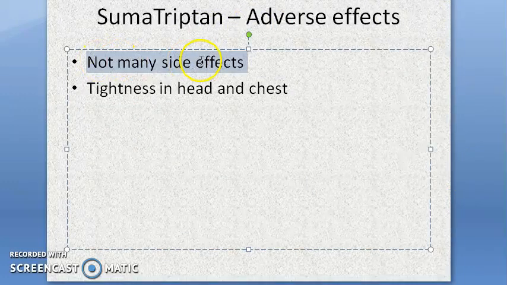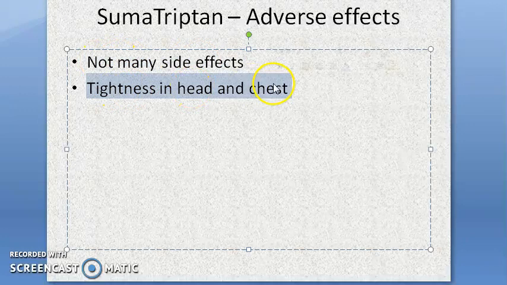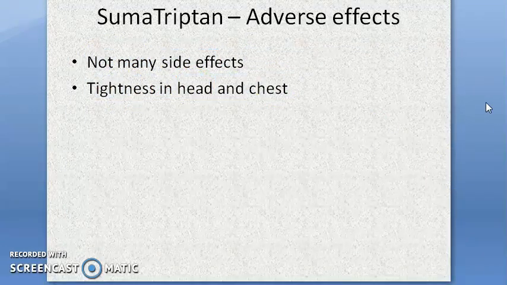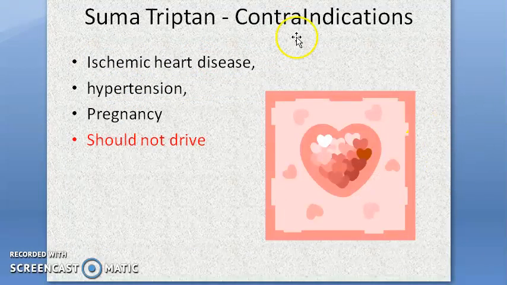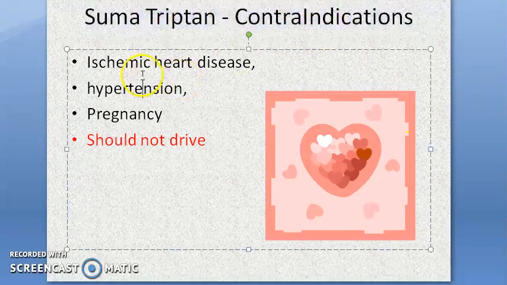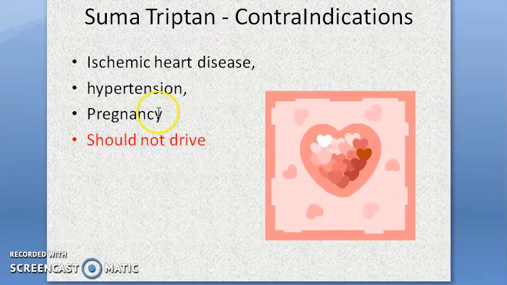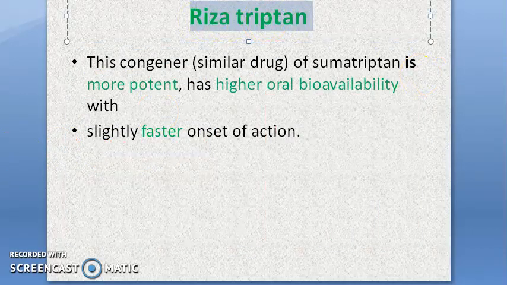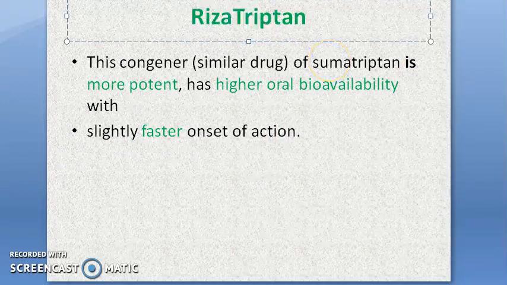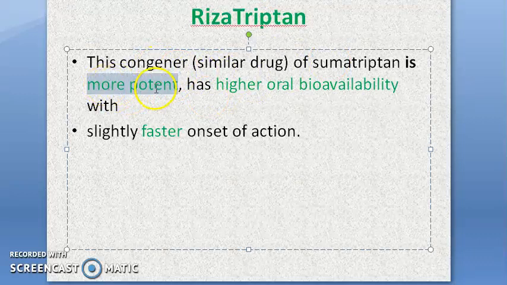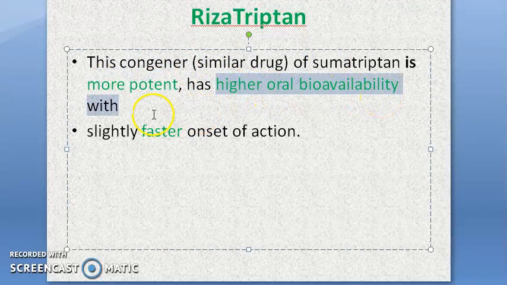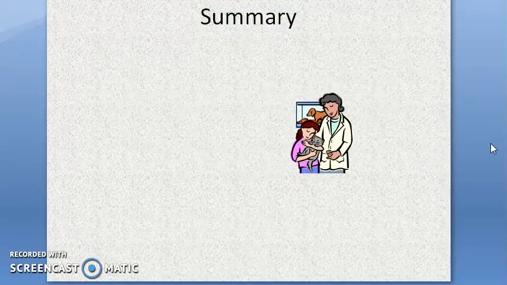Adverse effects, not many adverse effects are there. It is well tolerated. However, there could be tightness in head and chest. Sumatriptan's contraindications: don't give it to a person who has ischemic heart disease, hypertension, pregnancy, and the person should not drive. Coming to the improved version of Sumatriptan, it's called Rizatriptan, and this is a similar drug. It is more potent, it has higher oral bioavailability, and it has faster onset of action. Why not use it?